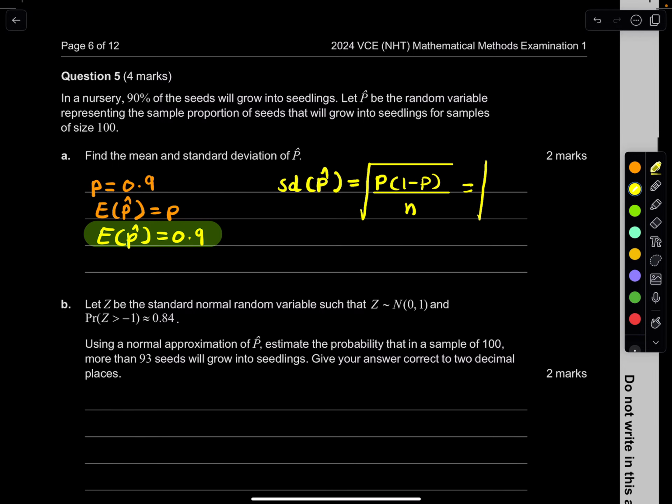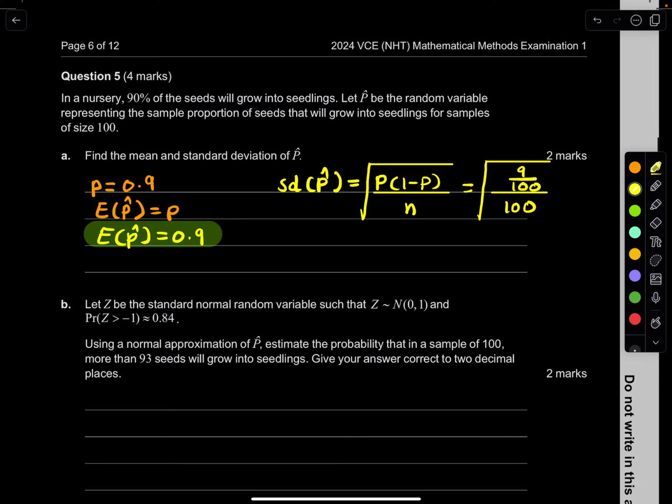So let's think about it. p is the probability of success, which I'm going to write as a fraction. So basically it's 9 on 10. The probability of 1 minus p is respectively 1 on 10. All being divided by n, which is 100. Multiply these two together, you get 9 over 100 here.